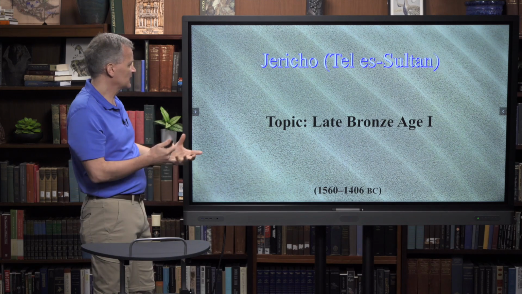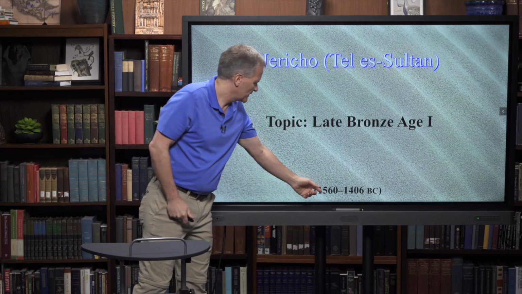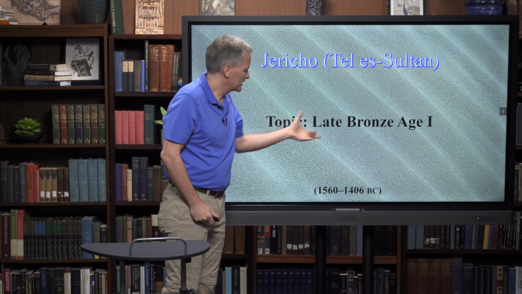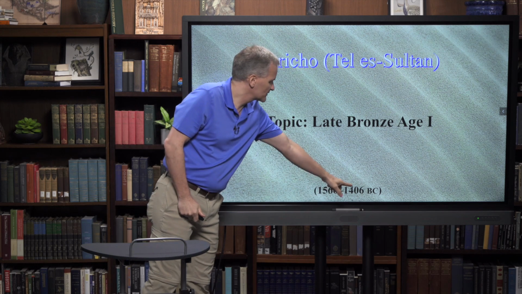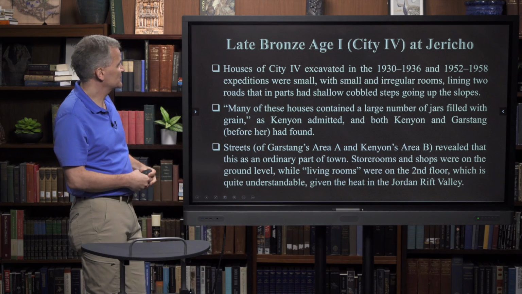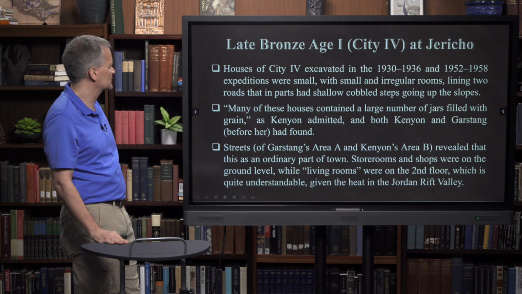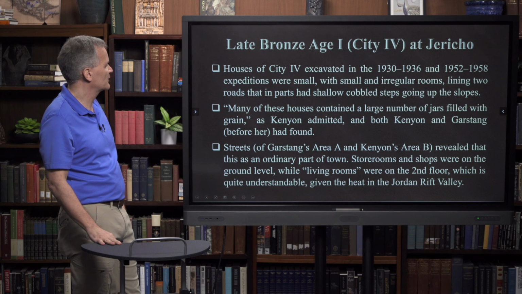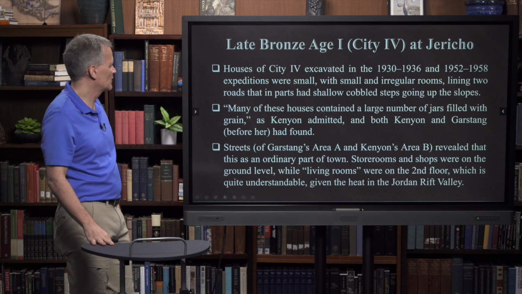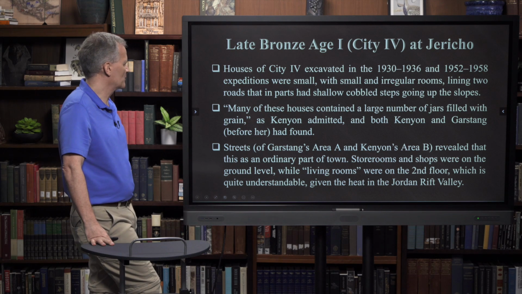All right, now we move into the Late Bronze Age 1, and this is the period that I would connect with City 4. So approximately for the whole period for Late Bronze Age 1, 1560 to 1406 BC. So the houses of City 4 were excavated in the Garstang and Kenyon expeditions. They were small, with small and irregular rooms lining two roads that in parts had shallow cobbled steps going up the slopes.